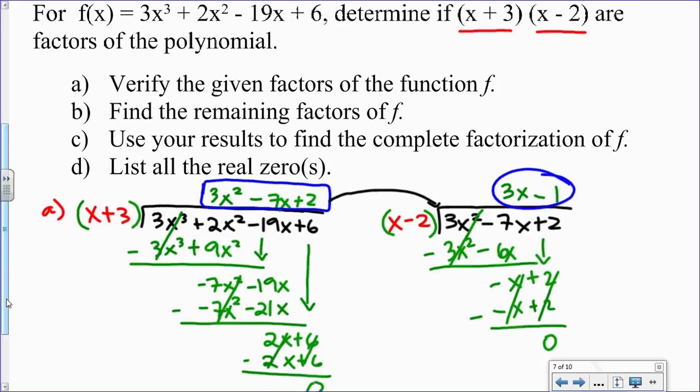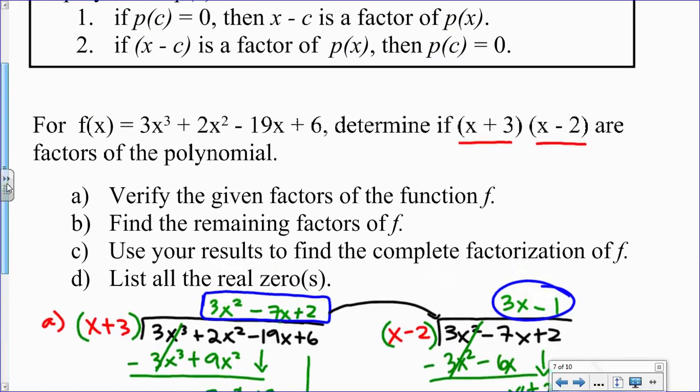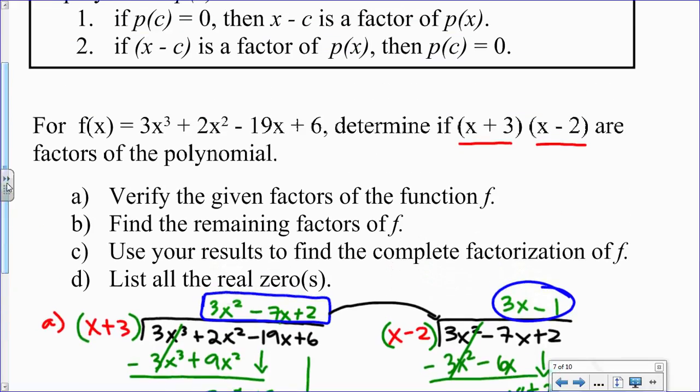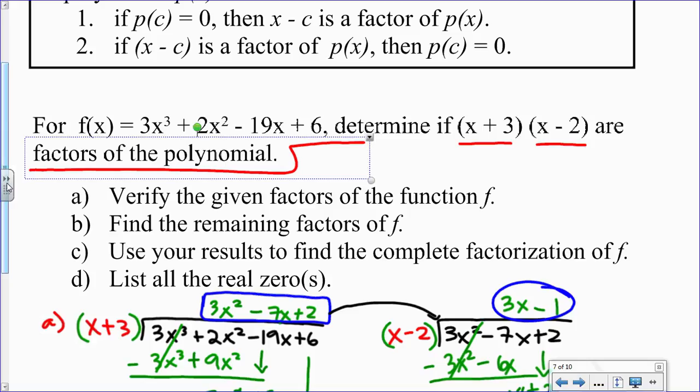It says determine, so this does seem a little confusing. If the question stopped here, then you don't know necessarily that they're factors. So if you did get a remainder, then you would say no, it's not a factor. But since it's going on to these parts, verify, this is telling us yes, they are factors, so we should get 0. But we have to show the work. And like I said, once we do synthetic division, this part will be easier.